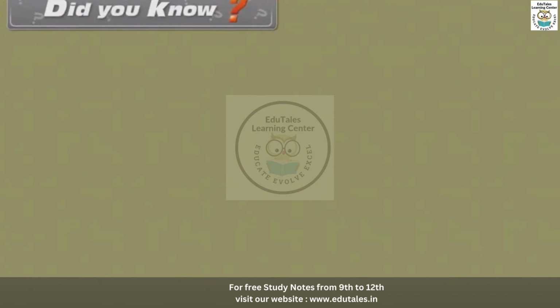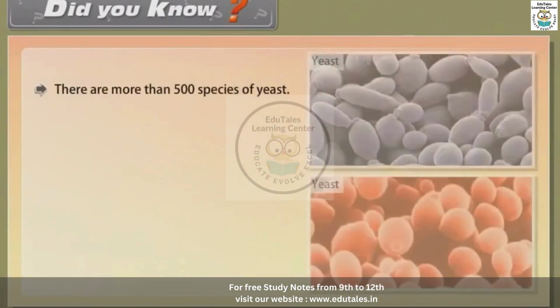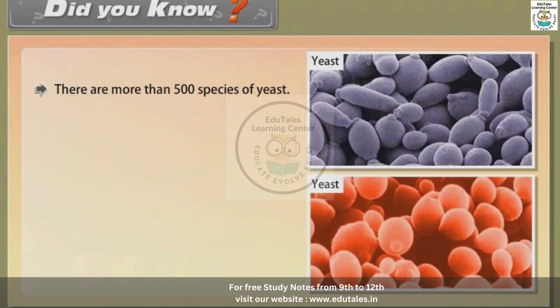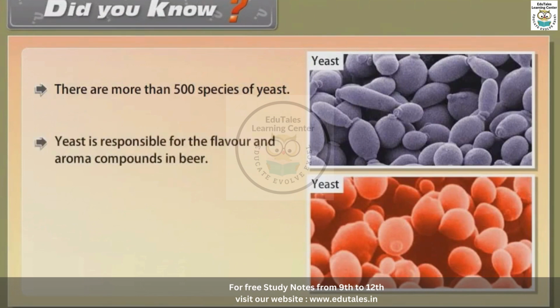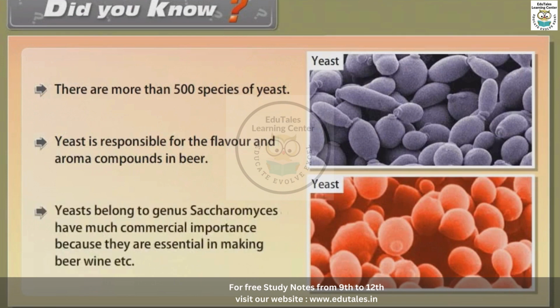Did you know? There are more than 500 species of yeast. Yeast is responsible for the flavor and aroma compounds in beer. Yeasts belong to the genus Saccharomyces and have much commercial importance because they are essential in making beer, wine, etc.